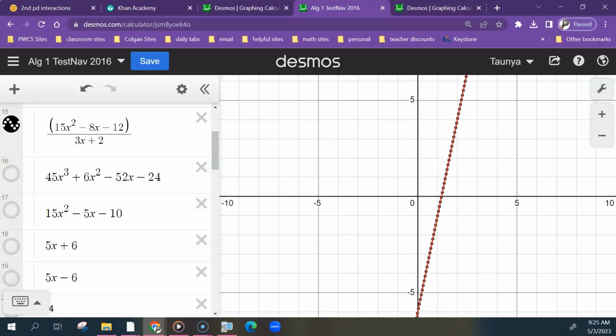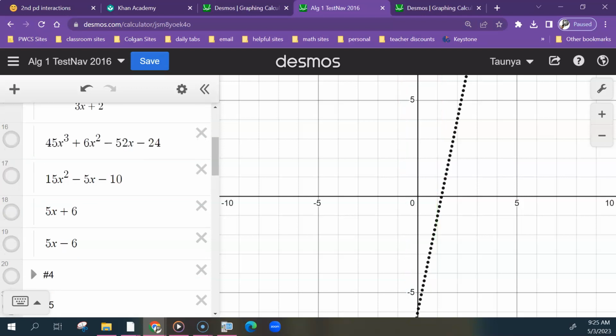I'm going to go back and do this one at a time. This is the original. This one does not overlap that one, so that's not the answer. This one also does not overlap that one, so that is not the answer. That one doesn't overlap, but that one does. So 5x minus 6 would be your answer for that one.